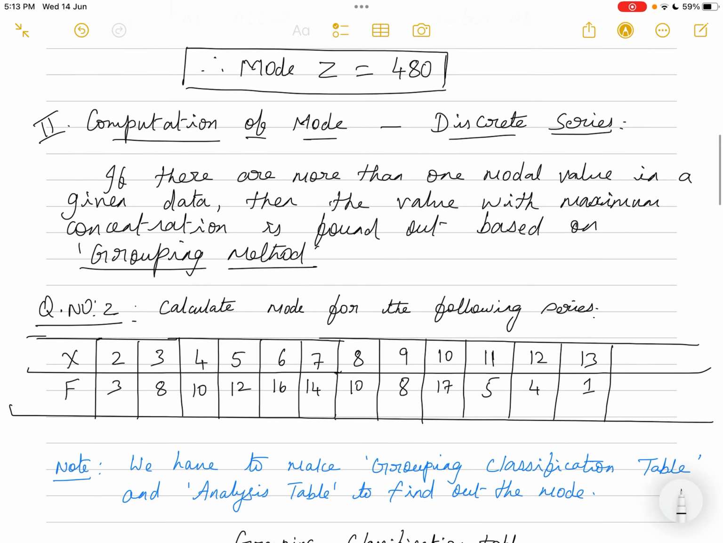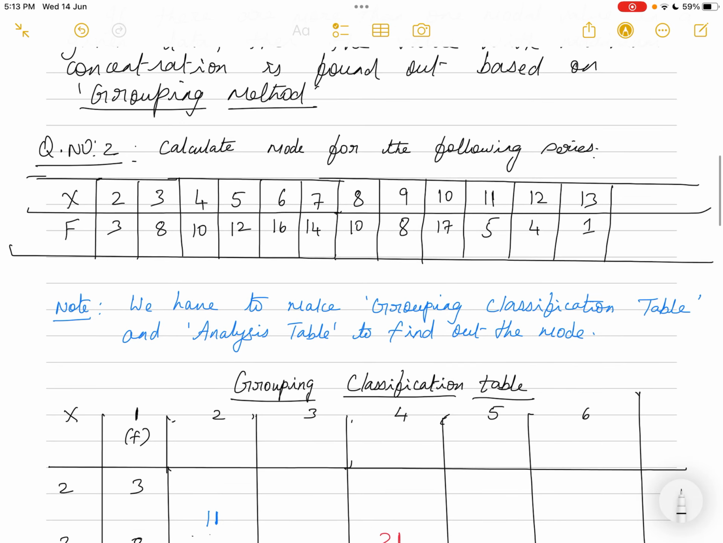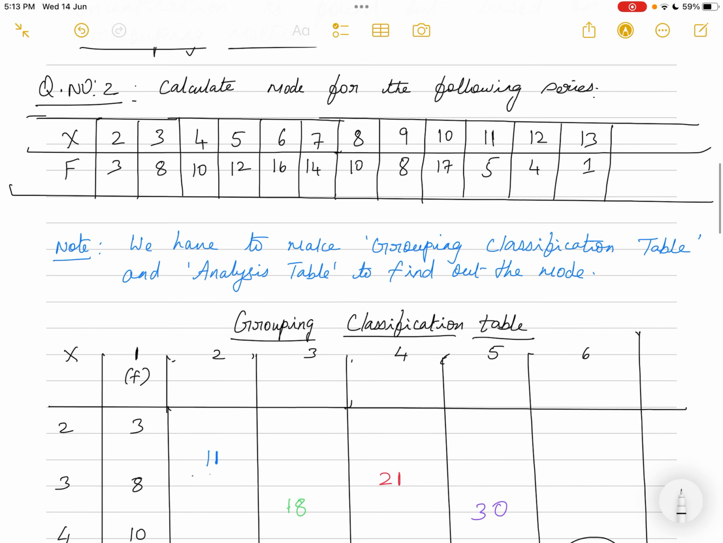Let us check out the other problem under the discrete series. The second one is computation of mode under discrete series. If there is more than one modal value in a given data, then the value with maximum concentration is found out based on something called the grouping method. Let us check out how it is done.